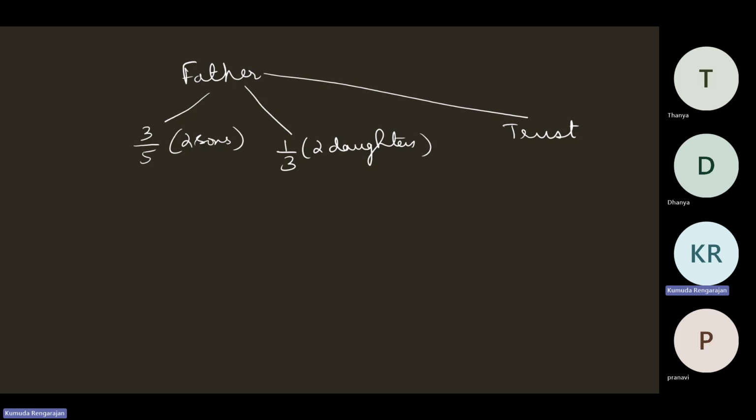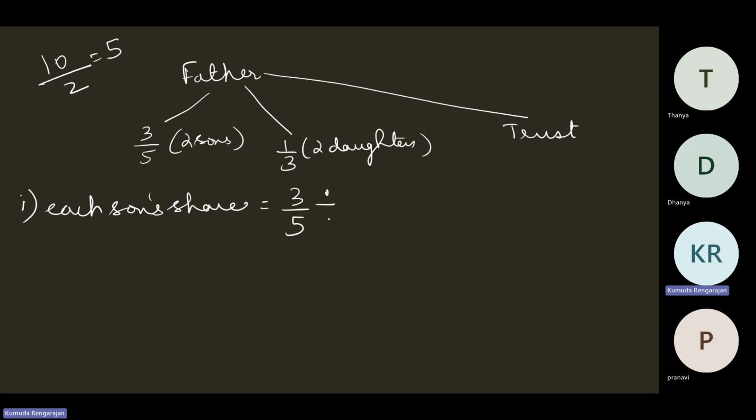I'm not going to wait for you to answer because it's time we need to wind up. So I'll give you the answer. What is each son's share? It's like there are 10 chocolates and 2 of them have to share. So 10 by 2, each one gets 5. Similarly, the total property for both the sons is 3 by 5. Now this should be shared between the two sons, so divided by 2.